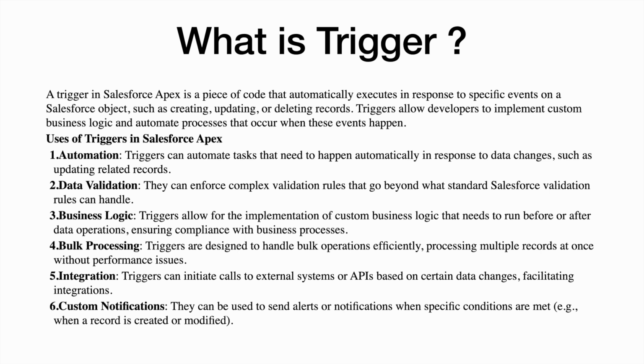Another use is data validation. Before you insert data into the object, if you want to enforce some validation, you can use triggers for that. And if you want to do some custom business logic, which is not possible through the out-of-the-box features, we will go for triggers on the object. Also for bulk record inserting and updating, we will use triggers, as well as for integrations and custom notifications. These are some use cases where triggers come into the picture. We'll go one by one.